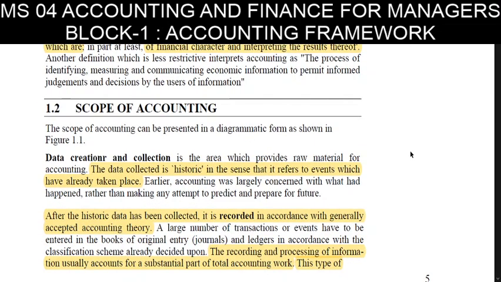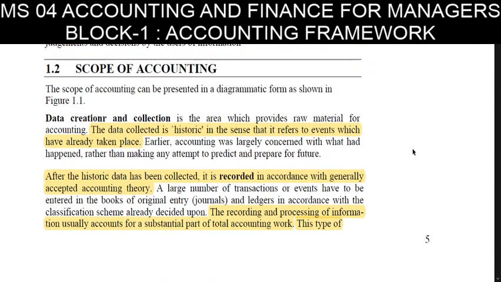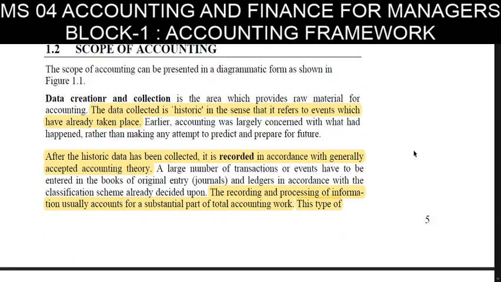Now we'll see the scope of accounting. Means accounting covers which areas. What are the parts of accounting? The first one is data creation and collection. Generally, data is collected. Whatever data is collected is historic, which means all the events and transactions which have already taken place, such data is collected. So this is called historic data.